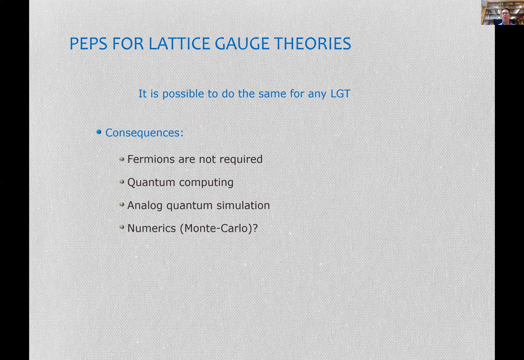And so this has some consequences. Before discussing the technicalities, let me tell you what the consequences are. The first one is that fermions are not required. Just taking and exaggerating, you could write the standard model only with bosonic degrees of freedom. This is a consequence of that.